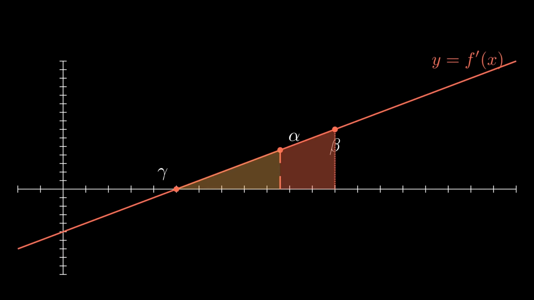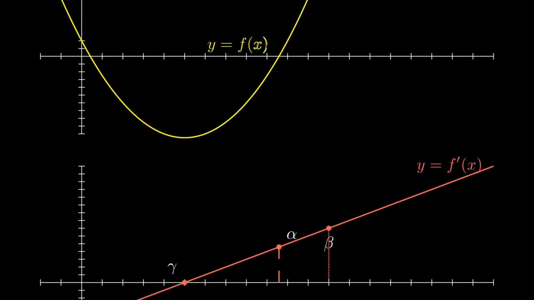Why area? Well, because of calculus, we know that the area under a gradient function between 2 points tells us exactly how much the original function changes height between those points. Let me expand a bit on this, because it's the key concept that will underpin our proof.